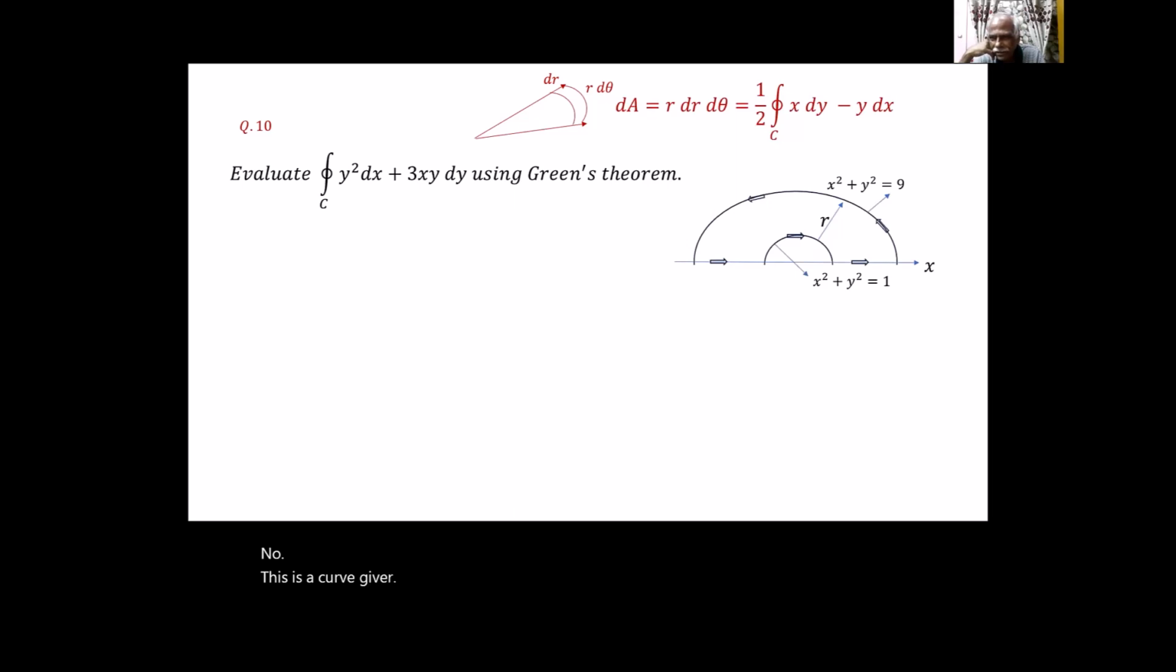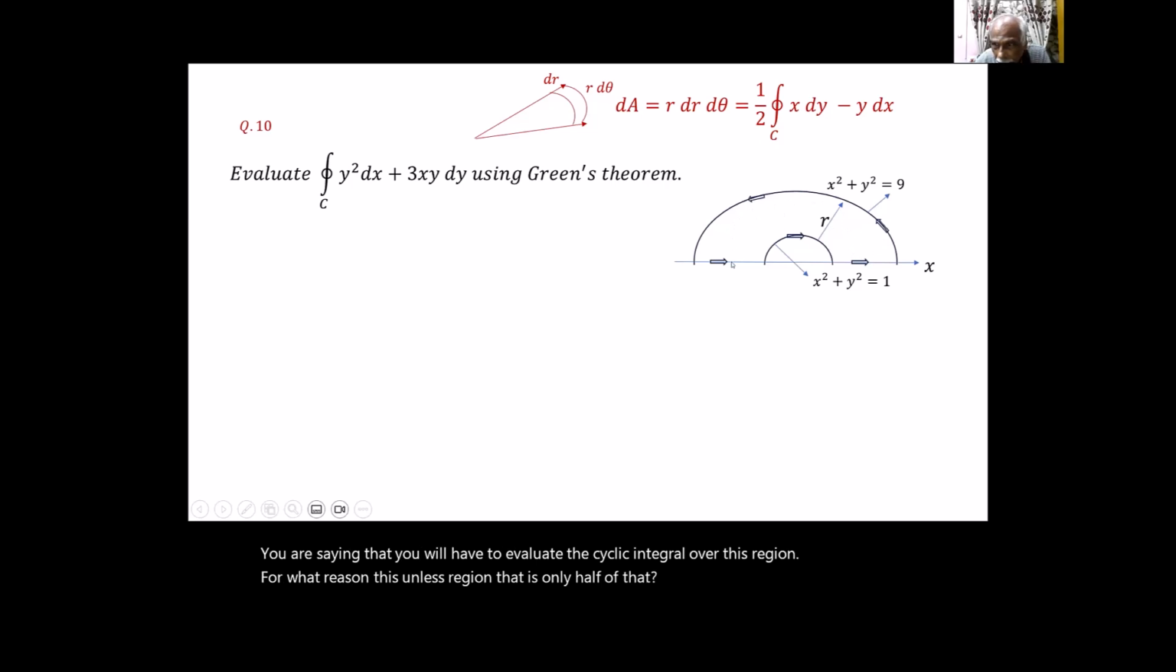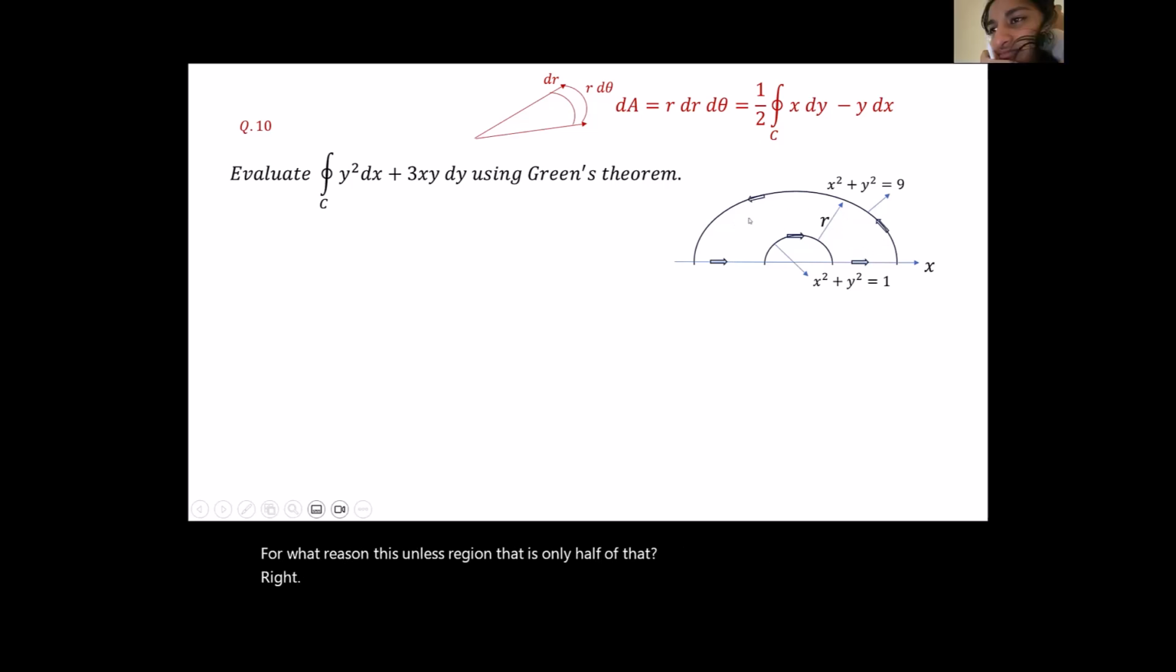Now you understood why you are doing it. You are saying that you will have to evaluate this cyclic integral over this region. Over what region? This annulus region. That is only half of that. Clear? If they ask you two times, you do this problem and multiply by 2. That's all, simple. Understood?